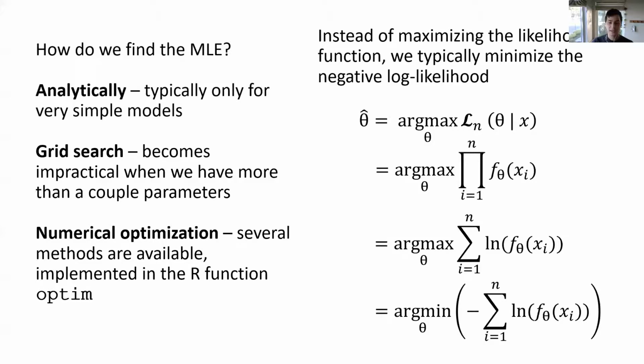So instead of maximizing the likelihood function, we're going to minimize the negative log likelihood function. These produce the same result, but are computationally easier because the negative log likelihood is not going to approach 0 as we add more data, and because on the log scale, we're dealing with sums instead of products.